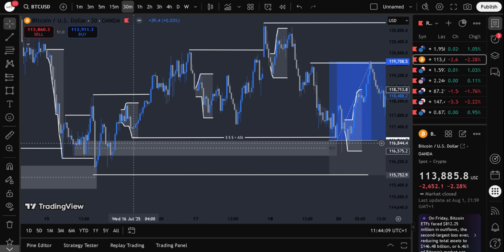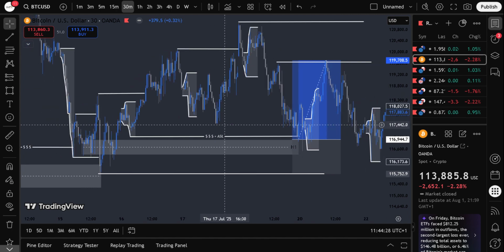So we targeted the zone right here, induced it. This was the inducement, which is also in line with the Asian low. So you can see this dollar sign plus the Asian low. That is the sign and the terminology I use for inducement overhead.